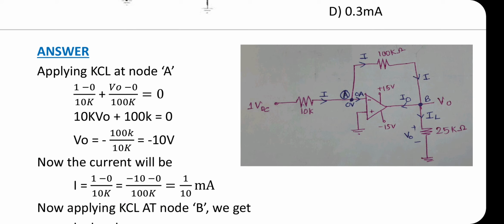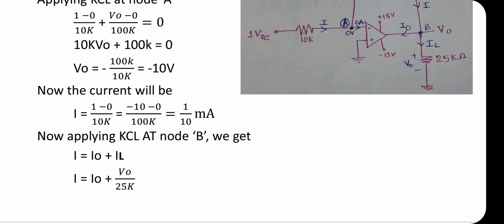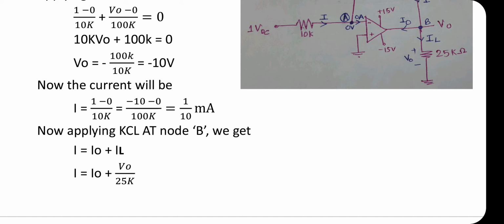The input resistance of the op-amp should be very high, ideally infinite, so that the input current through both terminals is 0. Here after applying KCL, we get (1 minus 0) divided by 10k plus (V naught minus 0) divided by 100k equal to 0. After solving, we get V naught equal to minus 10 volt. Now the current will be I equal to (1 minus 0) divided by 10k, which is equal to (minus 10 minus 0) by 100k. We will get I equal to 1 by 10 milliampere.